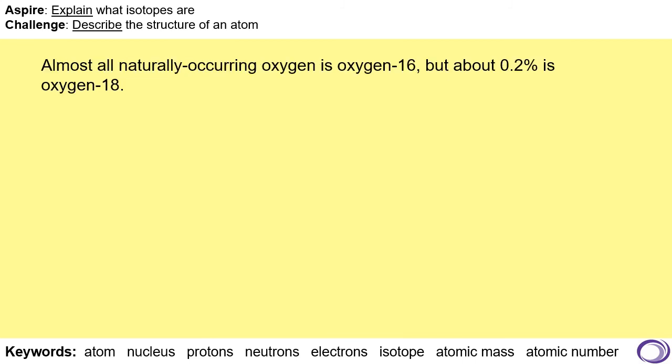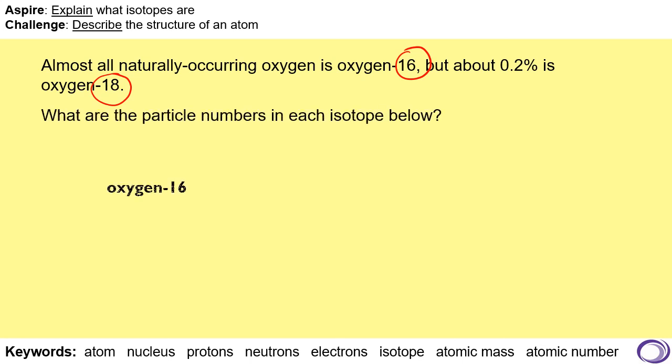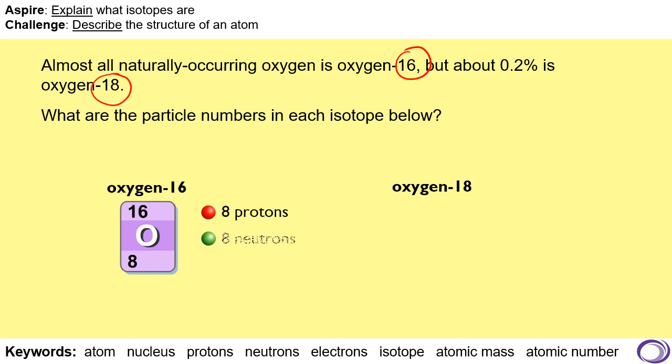Now here's another example for oxygen. So almost all naturally occurring oxygen is oxygen 16, so it has a mass number of 16, but about 0.2% is oxygen 18. So oxygen 18 has a mass number of 18, whereas our most common form of oxygen has a mass number of 16, so oxygen 18 must have 2 more neutrons than oxygen 16 does. So let's have a look. So oxygen 16 will have 8 protons, 8 neutrons, and 8 electrons.